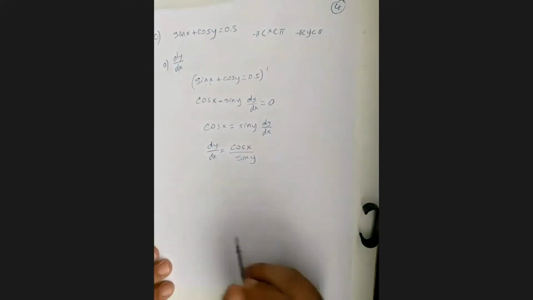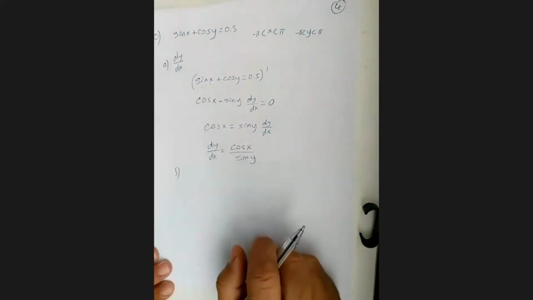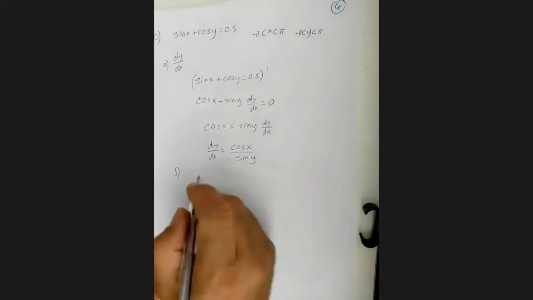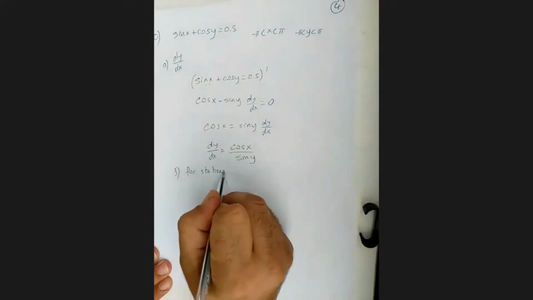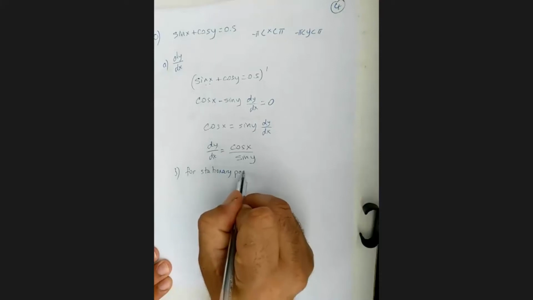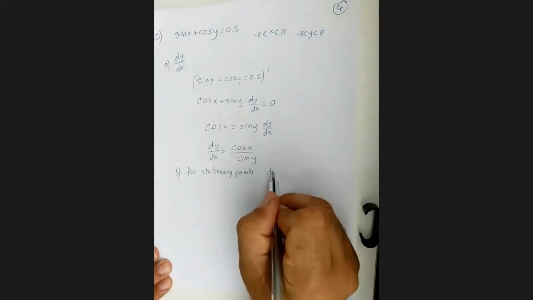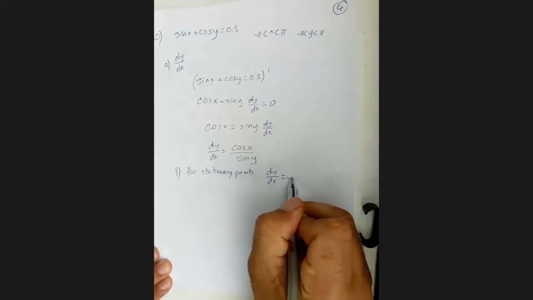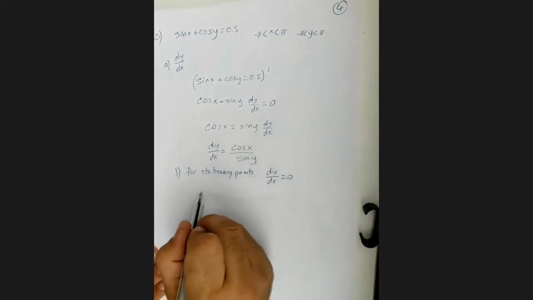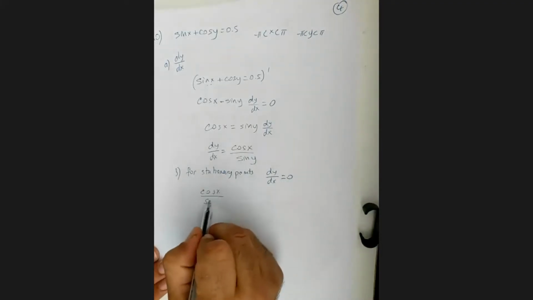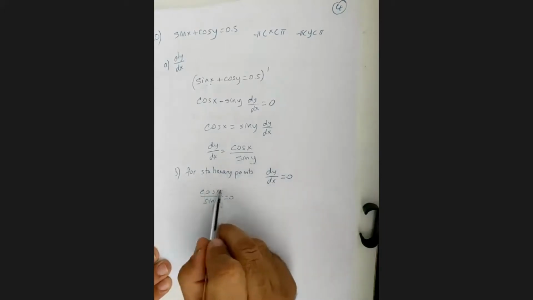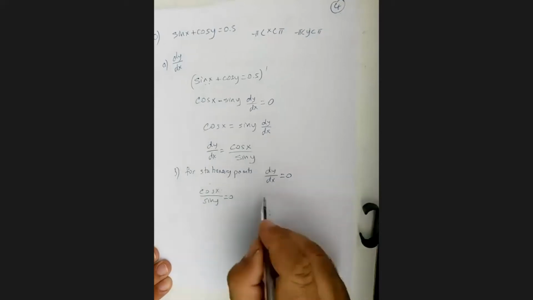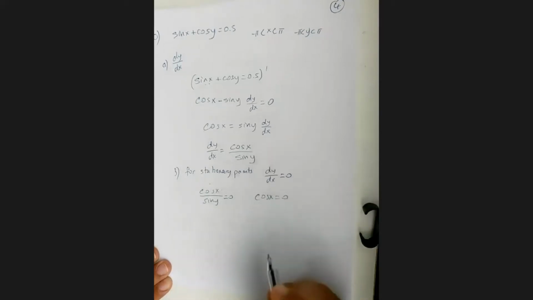And part B says find the coordinates of the stationary points. That means for stationary points, dy over dx has to be 0. So cos x over sine y has to be 0. That means for the numerator to be equal to 0, cos x is equal to 0.